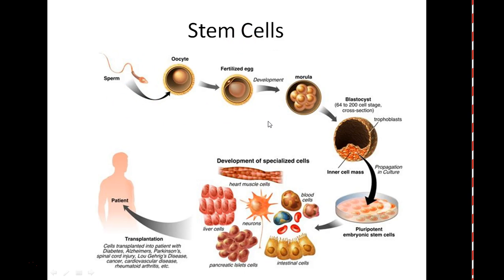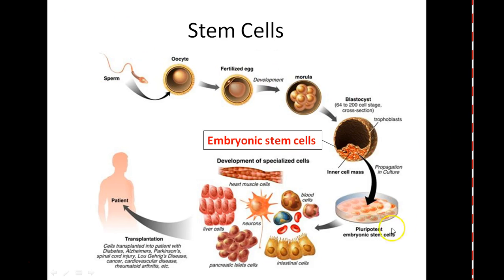So stem cells, what are stem cells? All of the cells in our body, we call them somatic cells, so our skin and all of the cells that we have in our body are somatic cells. So all of the somatic cells were derived from the stem cells, and they were derived from the embryonic stem cells.